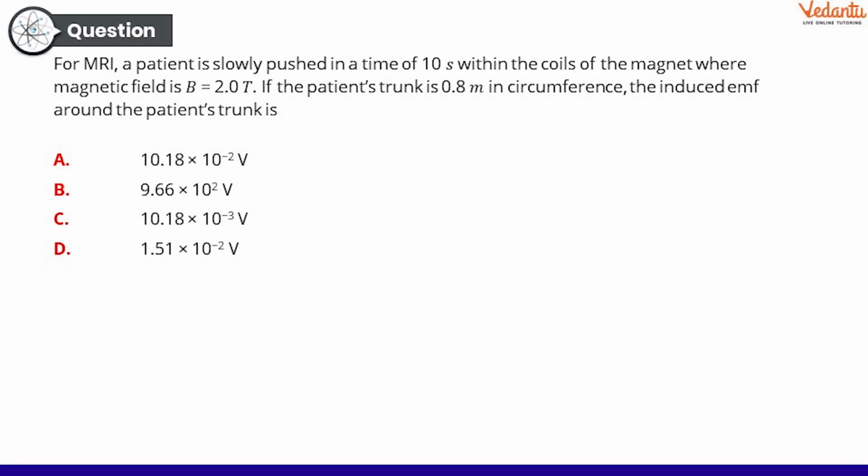Option A, 10.18 into 10 power minus 2 volts. Option B, 9.66 into 10 square volts. Option C, 10.18 into 10 power minus 3 volts. Or option D, 1.51 into 10 power minus 2 volts.